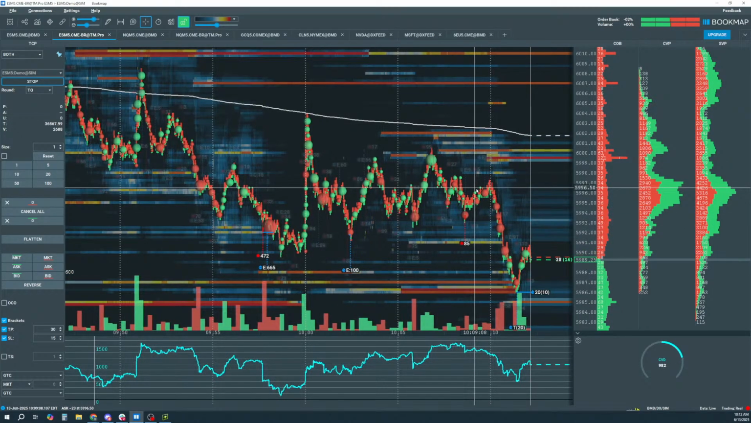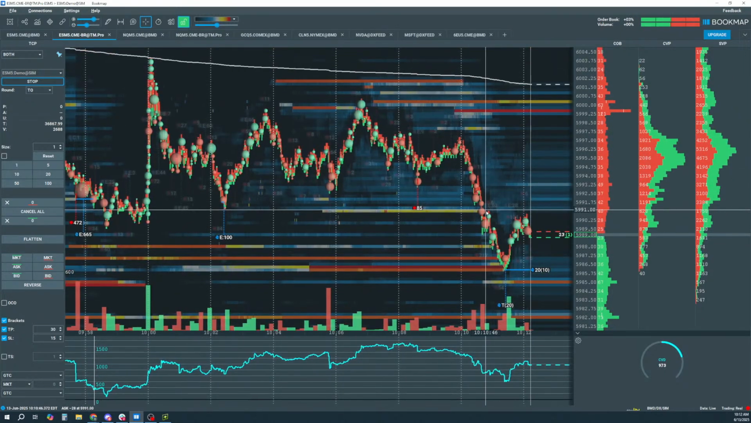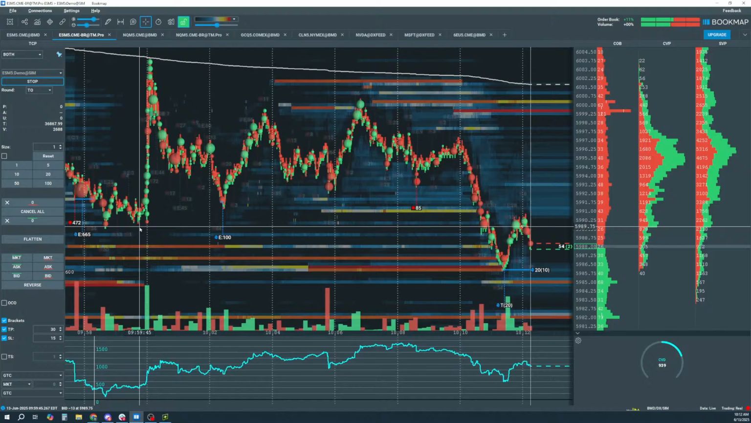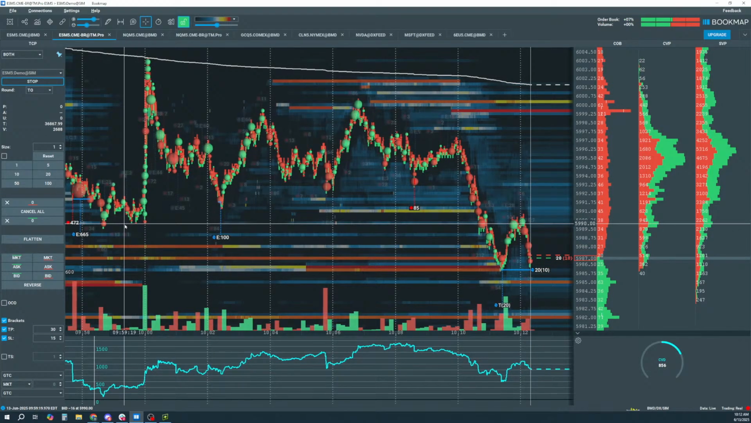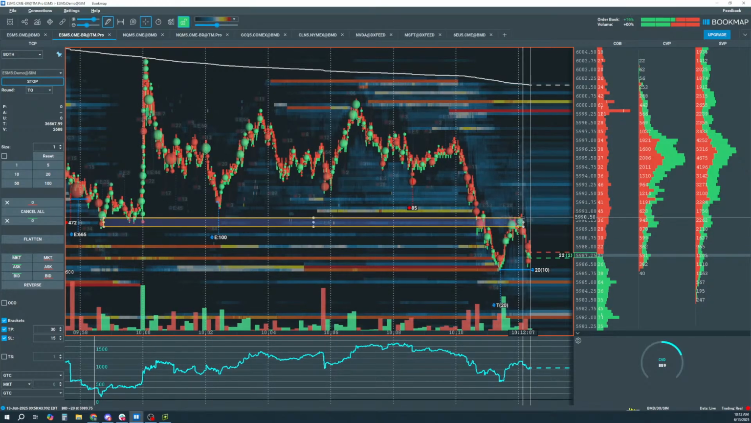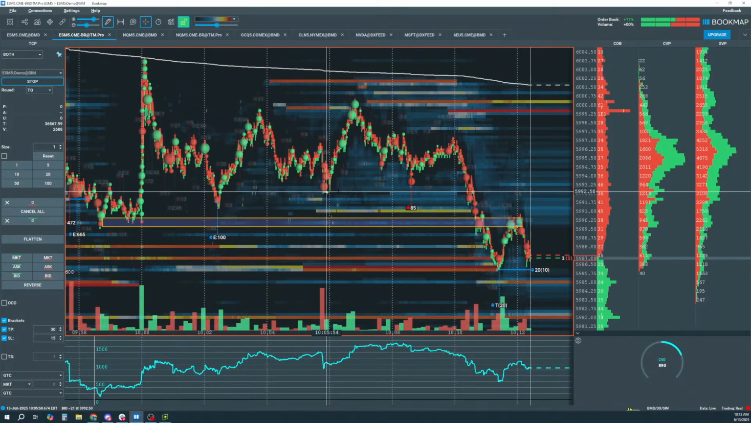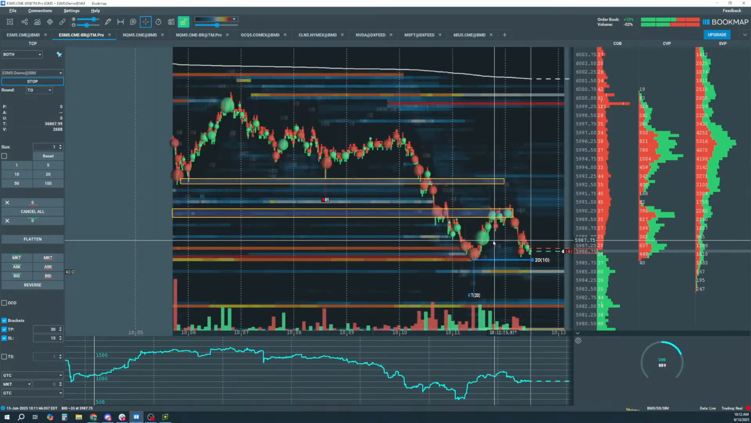All right, so let's take a look. We're looking for a pullback, maybe up to a few different key levels here for this setup. Okay, so one would be here, and it's already done it. Another one would be probably up here. Okay, and so maybe we already missed it.